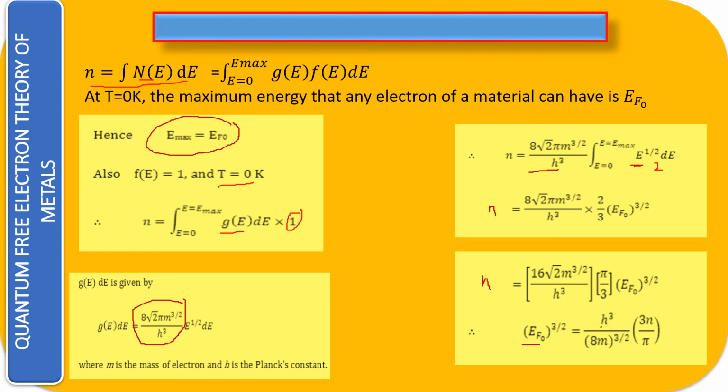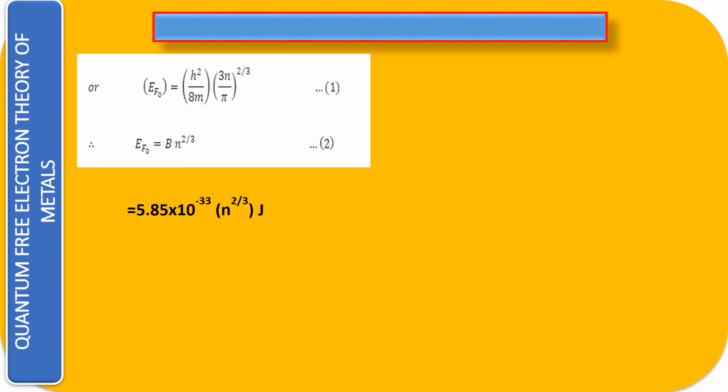Naturally, h is the value of Planck's constant, 8 is a constant, m is your mass, 3 is again a constant, pi is a constant. Now let's find out the value of EF naught. Naturally here you have the 3 by 2, so this side it will become 2 by 3. So what is the value of EF naught? Let us see. EF naught equals h square upon 8m, 3n by pi whole to the power 2 by 3. Now here you see h is a constant, 8 is again a constant, m is the mass of the electron, 3 is a constant, and pi is a constant.